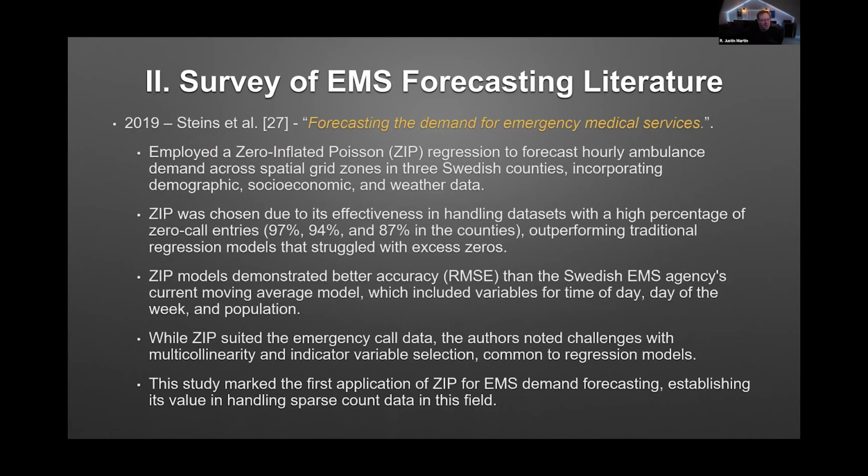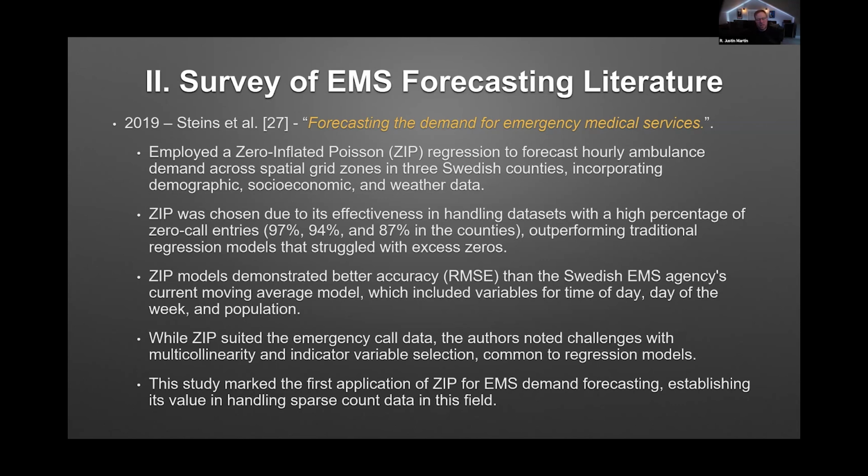In 2019, there was a unique study done that identified that this zero inflated problem is real. And so you have to account for that when you're doing your forecast. And so they explored using a zero inflated Poisson regression to forecast hourly demand across different spatial grid zones in Swedish counties. So they broke it up at the county level, and I think they also did census tract level, or what the equivalent of census tract levels would be there.